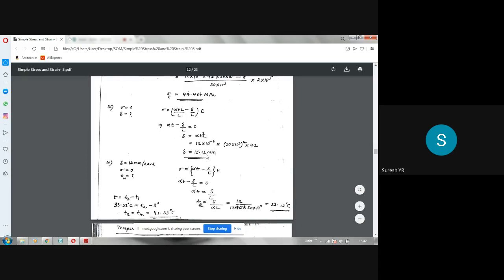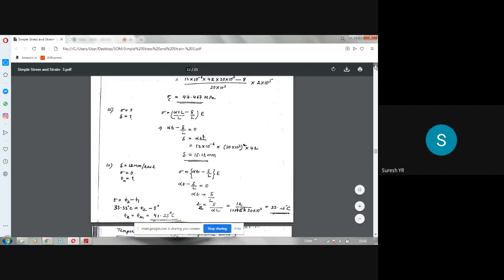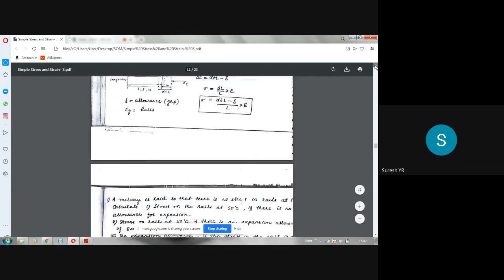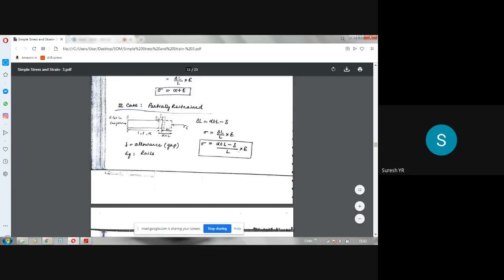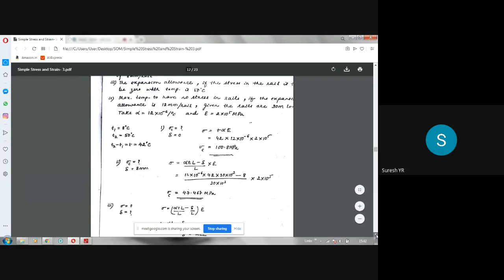What is the meaning of that? It means that if you give an allowance of 15.12 mm, in this figure, let us say this is the rail, if you provide an allowance delta of 15.12 mm, then your sigma is 0. This bar is not at all subjected to any thermal stress. That is the meaning. So that is the maximum allowance you can provide to have zero stress.